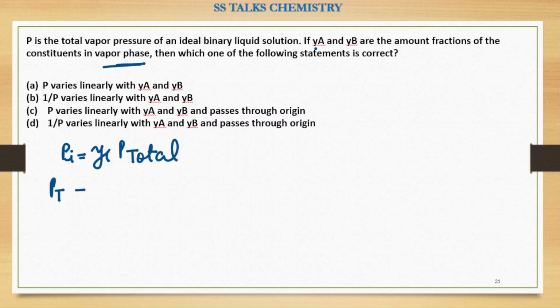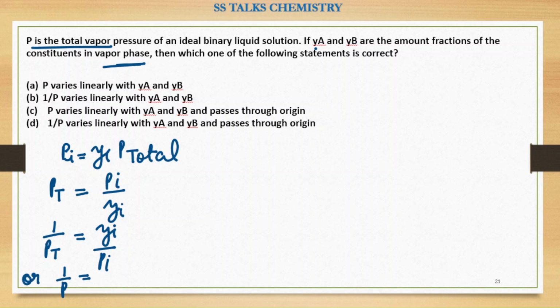So P total in this case will be Pi upon the mole fraction Yi, or we can say 1 by P total is equal to Yi upon the Pi. Here P is used for the total pressure term, so this will be written as 1 by P is equal to the mole fraction of the ith component upon the Pi, that is the partial pressure. So the relationship is 1 by P.